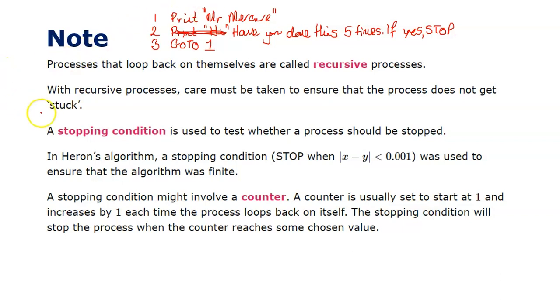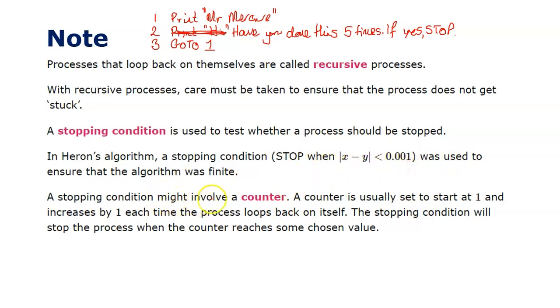And I mean, we're going to look at something called Heron's algorithm in a bit. And the stopping condition in Heron's algorithm is basically we have 2 values, x and y, and we work out the difference between them using this formula. And if it's less than 0.001, very small, you'll notice 3 decimal places, then you can stop. Otherwise, you carry on until it eventually is less than 0.001.